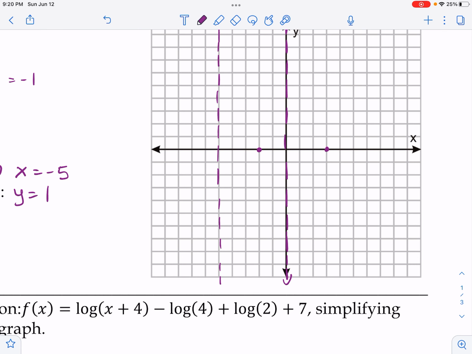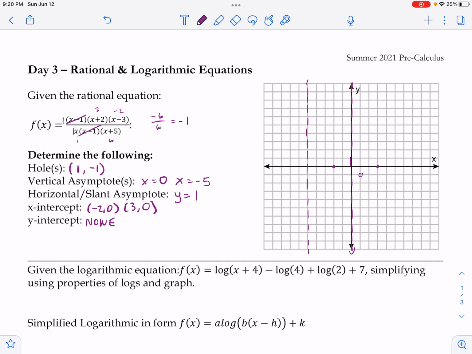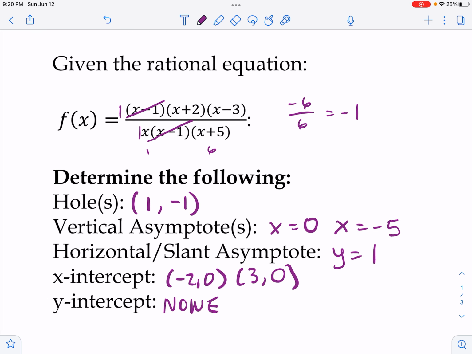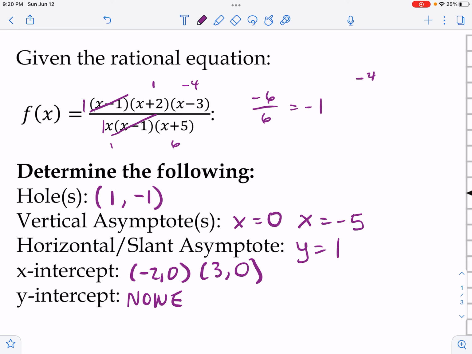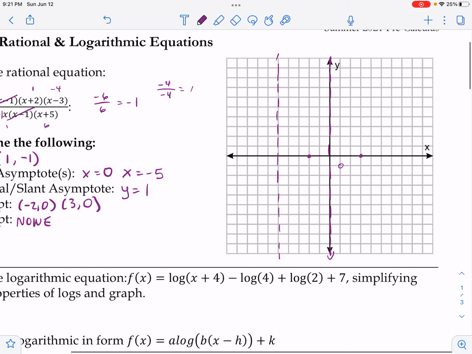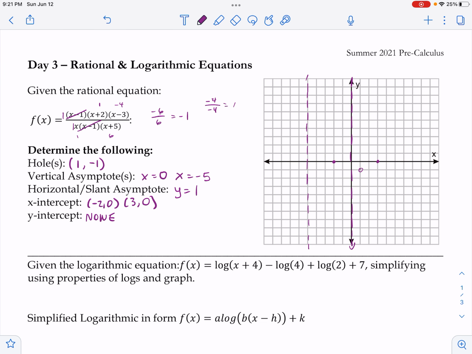So I'm going to check for this point. If I plug in negative 1 for the x's, it would be negative 1 plus 2, which is 1. Negative 1 minus 3 is negative 4, which gives us negative 4 on top, and then negative 1 times negative 1 plus 5 is also negative 4.